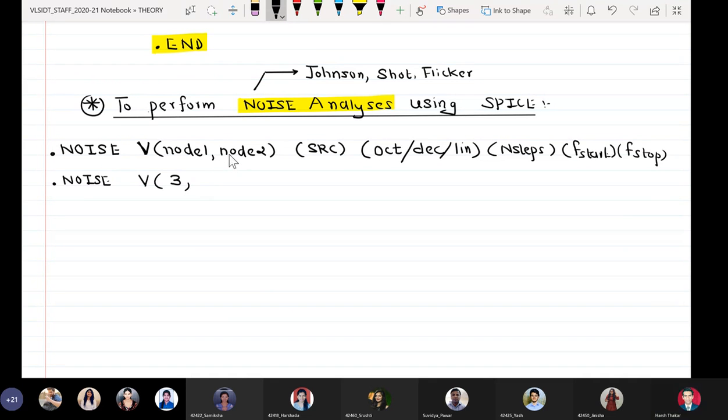Actually, we never say fine. So it's 3 space ground, and we have source, we have V1. So it is basically V bracket source. Here this is a node number. Here is a node number of reference. So noise is always referenced to something. So we have V parenthesis 3 space ground V bracket 1.